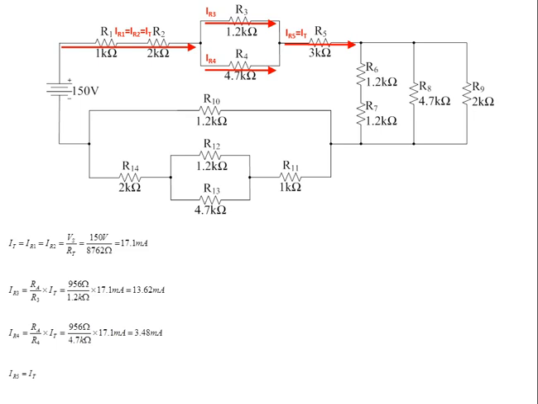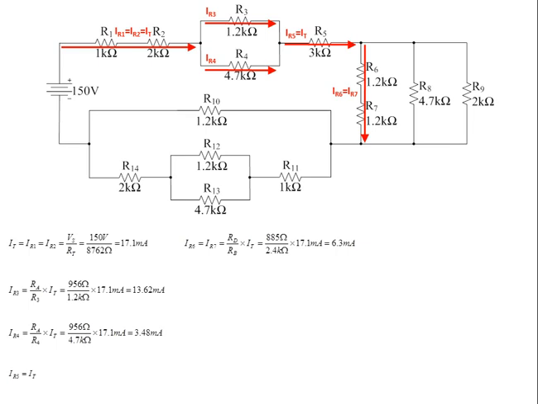So some of the current is going to flow through R6 and R7 in branch 1. More of the current will flow through R8 in branch 2, and the remainder of the current will flow through resistor R9 in branch 3. So again, we're going to use the current divider formula, and we know that the total current flowing into this parallel section is 17.1 milliamps.